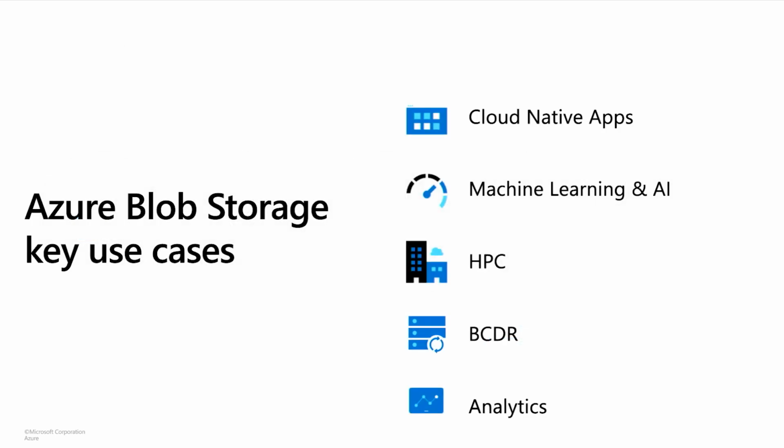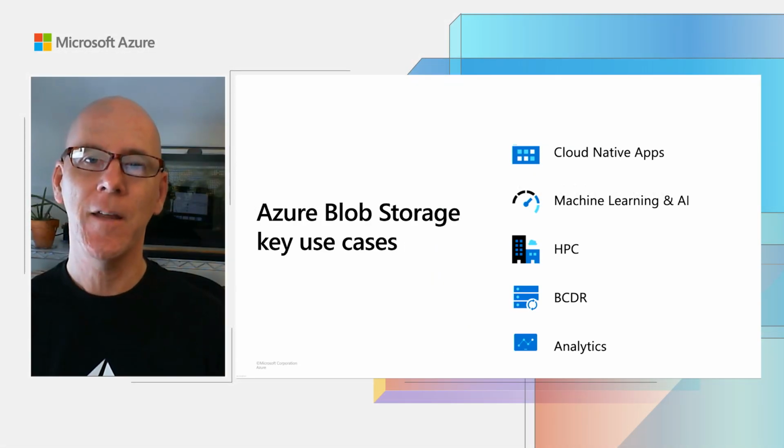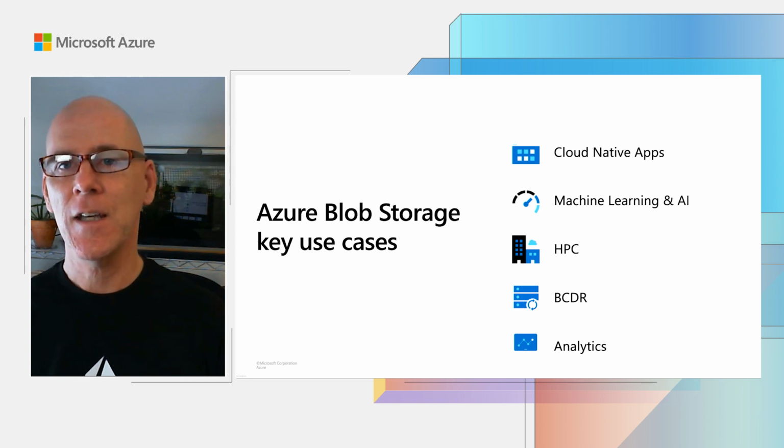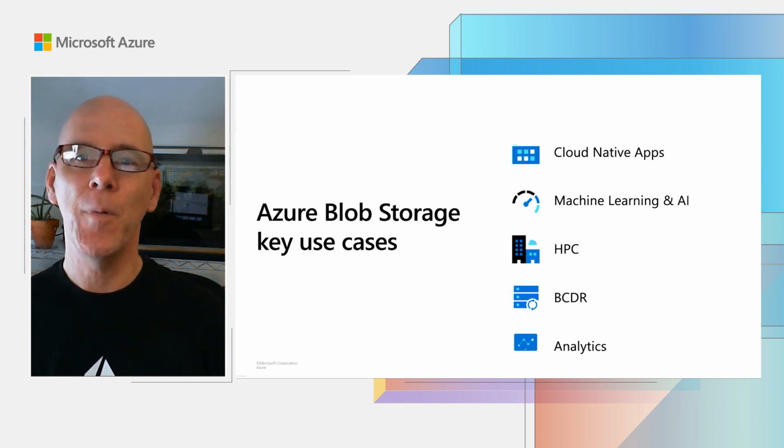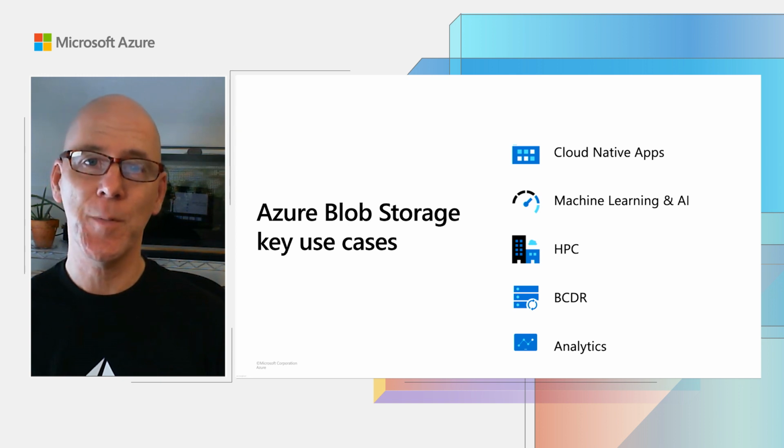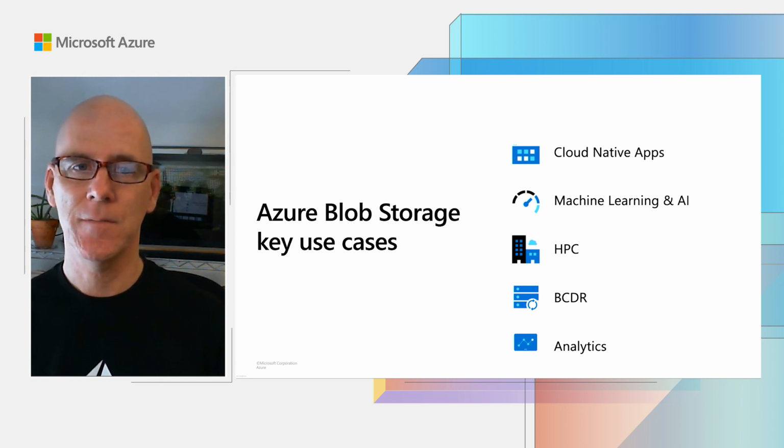So now that I've talked about what Azure Blob Storage is, let me talk about what it's good for. The first is cloud-native applications, applications designed in the Azure cloud from the ground up that make use of the unstructured data storage capabilities of Blob. The second is machine learning and AI and HPC. Even though there are some differences, they both have a need for high throughput, high capacity, and in some cases, low latency. That can also be enabled through tools such as HPC Cache or BlobFuse.